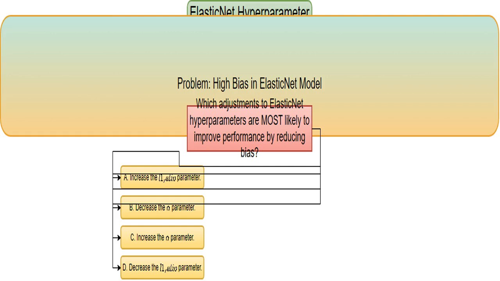I'm seeing a problem. My ElasticNet model has high bias. That means it's too simple and doesn't fit my data well enough. I need to make it more complex. Think of it like trying to fit a straight line through a bunch of scattered points that clearly curve. It won't work well. Let's fix this.